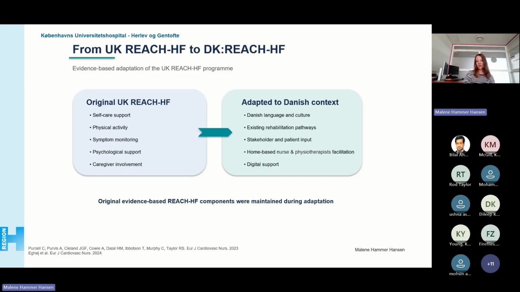So to address some of these challenges that I just mentioned before, we looked to REACH HF, a home-based rehabilitation program originally developed in the UK. So rather than developing a completely new intervention, we wanted to build on a program that already had a strong evidence base. So our goal was to preserve the core components of REACH HF while adapting the program to fit Danish patients, Danish healthcare professionals, and of course also Danish rehabilitation pathways.